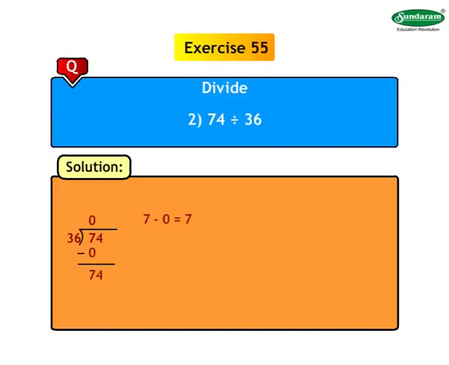Now divide 74 by 36. 36 is a bigger number, whose table is difficult to remember. We can use two methods here. Either start multiplying 36 into 2, 36 into 3 till we get the product as 74 or less than 74. Now 36 into 2 is equal to 72. 36 into 3 is equal to 108.